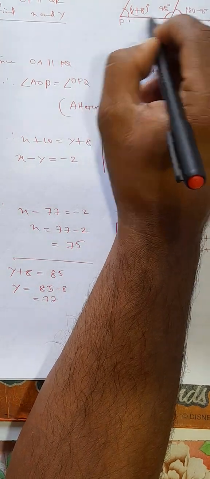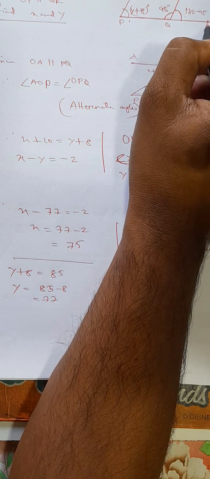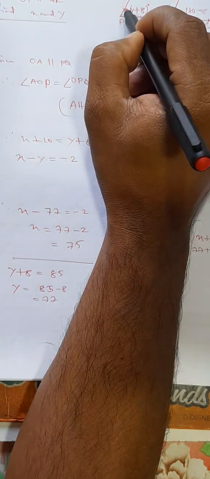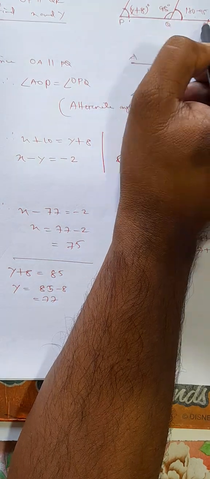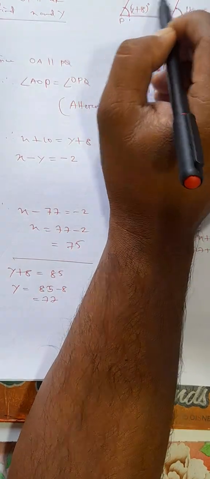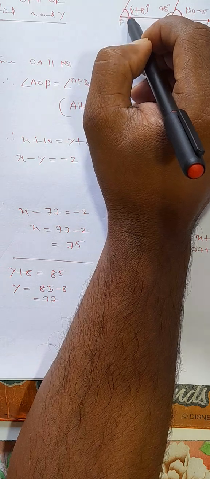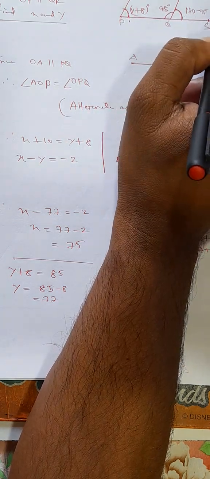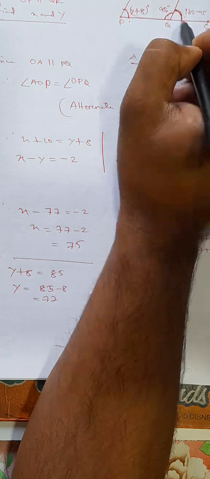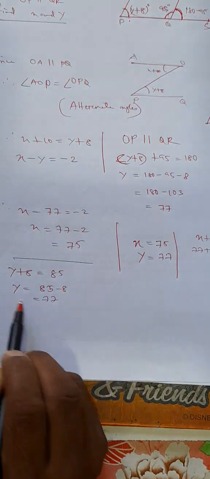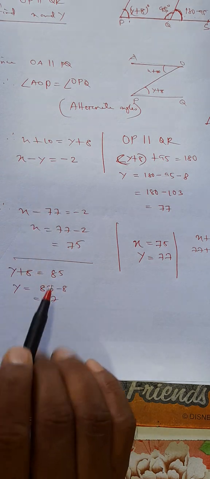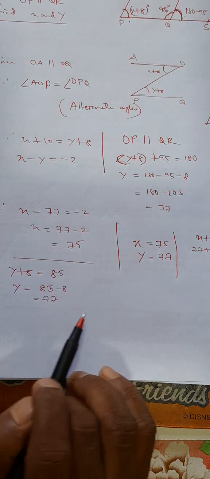We are extending this line PQ to constitute another ray, suppose QS. Then a pair of corresponding angles are created. This angle OPQ and RQS, they are corresponding angles. So they are equal when two parallel lines are intersected by a transversal. Corresponding angles are equal. So y plus 8 equal to 85. How do we get 85? These two angles are supplementary. They are linear pair. Since it is 95, this angle is 85. So y plus 8 equal to 85, y equal to 77. If y equal to 77, from this relationship x minus y equal to minus 2, you can solve x equal to 75.